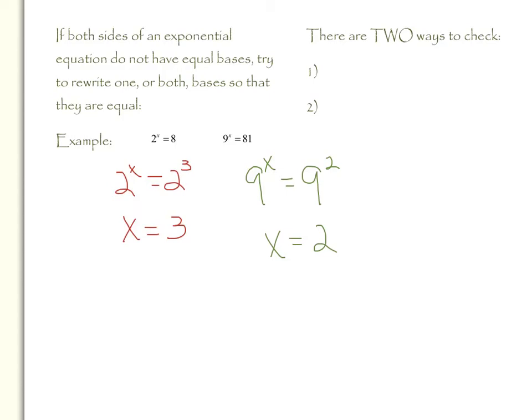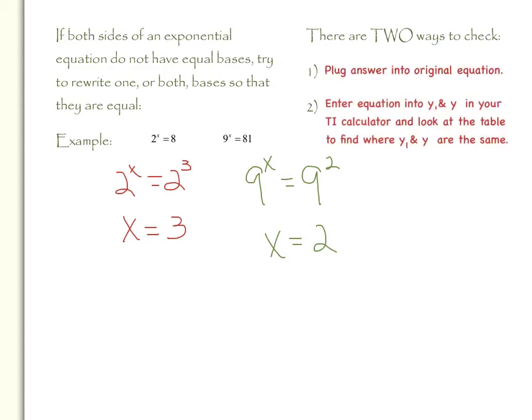So there you go. The second way you could check your answer is to use your TI graphing calculator. You could enter the left side of the equation into y1 of your y equals part of your calculator, and you could enter the right side of the equation into y2, and then you could look at the table. Now let's do some more examples.